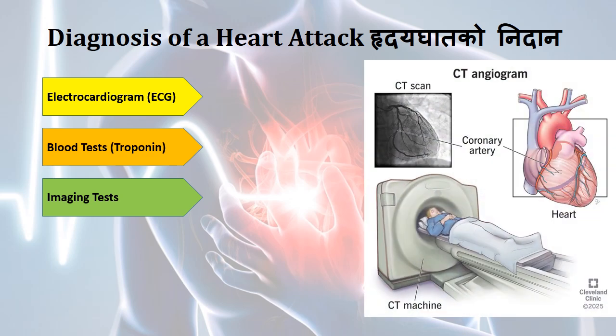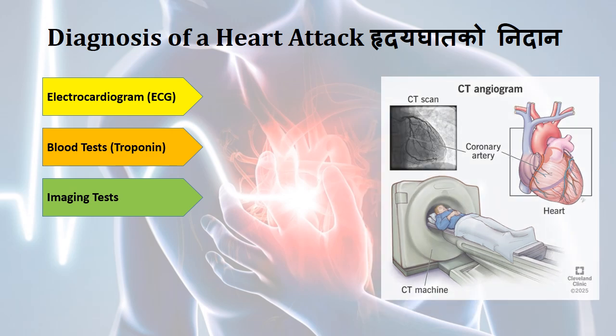The third one is the imaging test. It is called CT angiogram. We'll talk more about this in our next section. In a CT angiogram, X-ray photography is taken in which the blood vessels are clearly visible. It shows the coronary arteries of the heart, and if there is any blockage in the heart, it is visible in this angiogram.